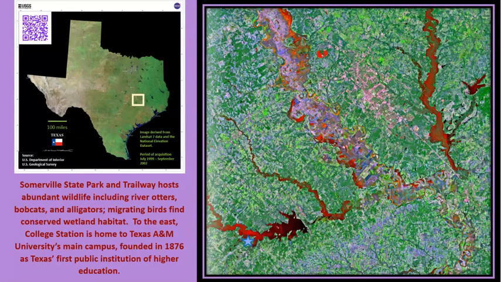Somerville State Park and Trailway hosts abundant wildlife, including river otters, bobcats, yes, alligators. Migrating birds find conserved wetland habitat. To the east, College Station is home to Texas A&M University's main campus.